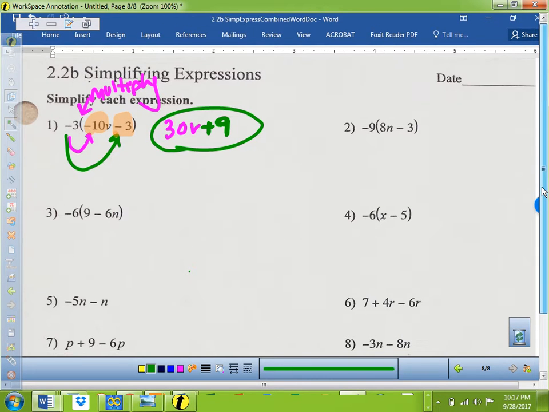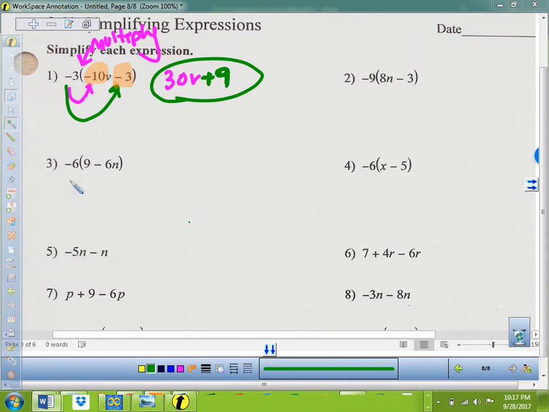I'll do some of the odds with you for now. Number 3, negative 6 times positive 9. Let's see, that would be what? Negative 6 times 9. Negative 54. Good. And negative 6 times negative 6n would make what? Negative 6 times negative 6n. That would be positive 36n.